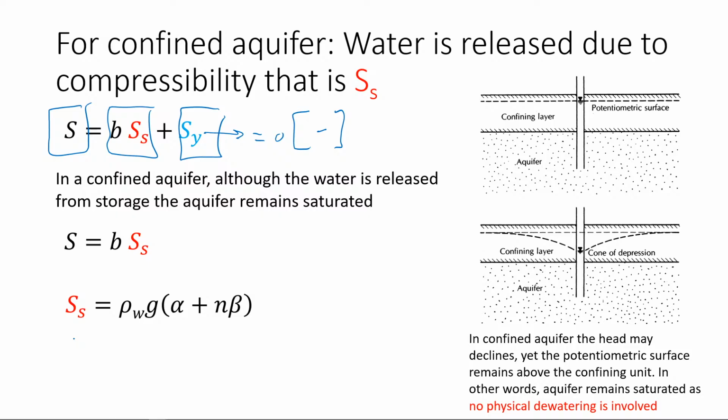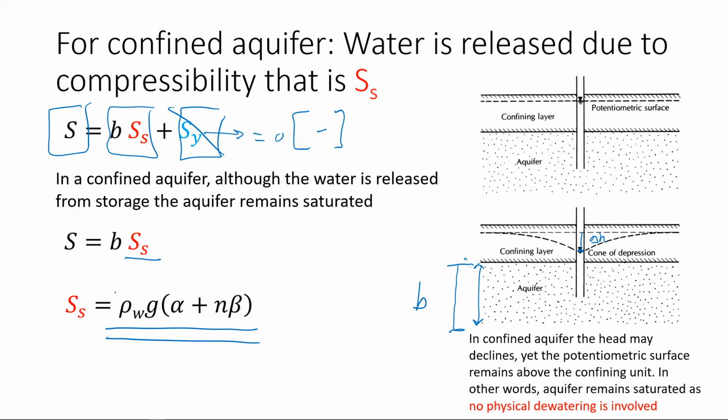Here is my original potentiometric surface, and once I start pumping, this is the drop in my head, my delta H, and then the cone of depression. The specific yield term in a confined aquifer is equal to zero. So storativity or storage coefficient in a confined aquifer is your aquifer saturated thickness times the specific storage. And specific storage is given in this term.